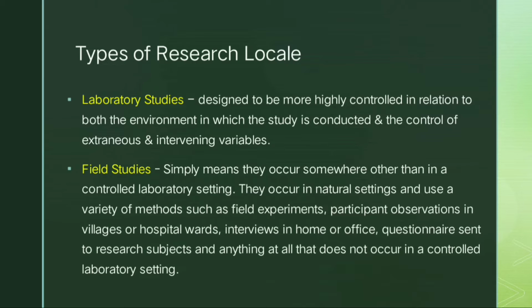Laboratory studies are designed to be more highly controlled in relation to both the environment in which the study is conducted and the control of extraneous and intervening variables. And field study simply means they occur somewhere other than in a controlled laboratory setting. They occur in a natural setting and use a variety of methods such as field experiment, participant observation in villages or hospital wards, interviews in home or office, questionnaires sent to the research subject, and anything at all that does not occur in a controlled laboratory setting.